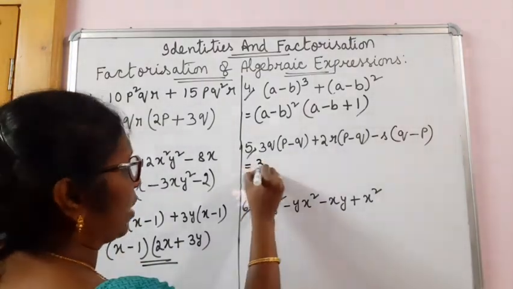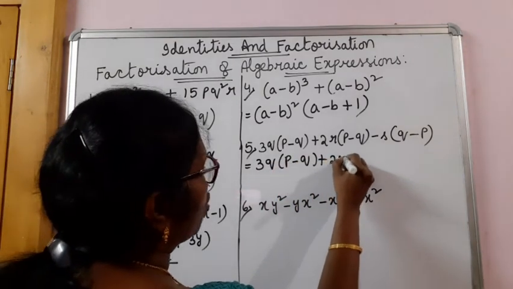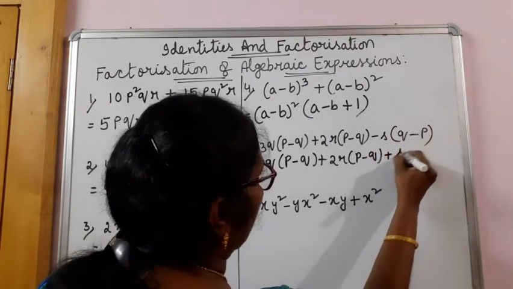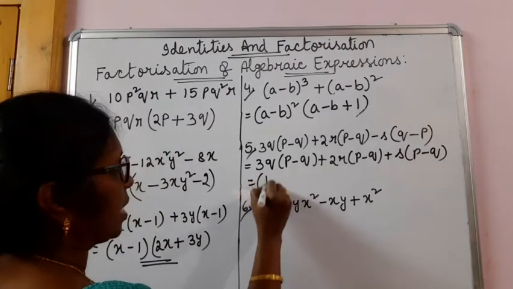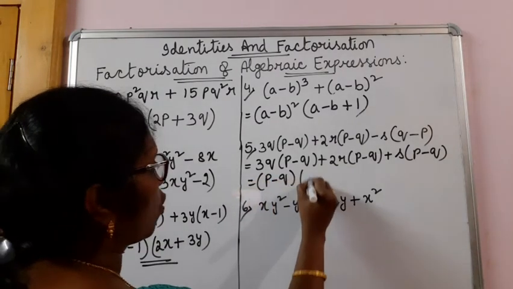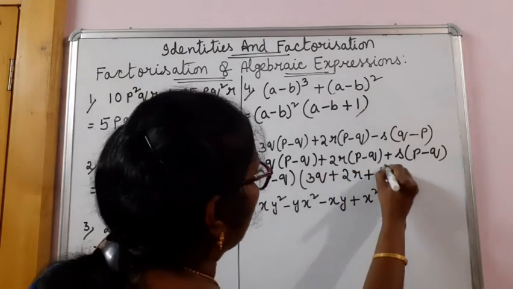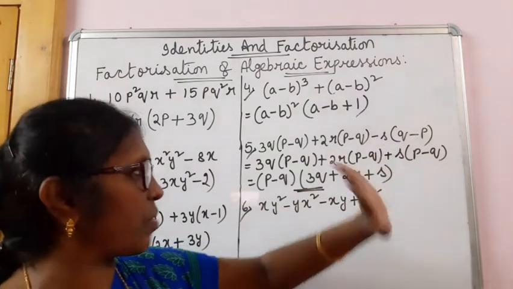So first let us convert that one. 3q into p minus q plus 2r into p minus q. When we take minus common, it will be plus s into p minus q. Now everywhere p minus q is there. If you take p minus q common, 3q plus 2r plus s. Okay? Only here a little tricky.